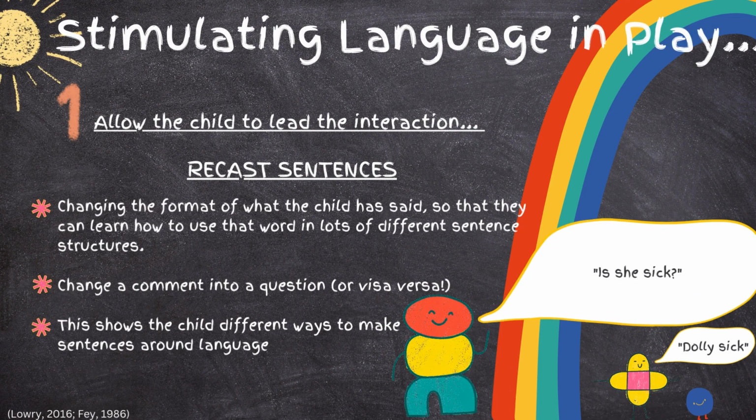Another strategy you can use in these interactions is called recast sentences. This involves changing the format of what the child has said so that they can learn how to say that word in a lot of different sentence types. So if the child makes a comment, you could change it into a question. For example, if the child says, "Dolly's sick," you could say, "Is she sick?" You've changed the comment into a question.